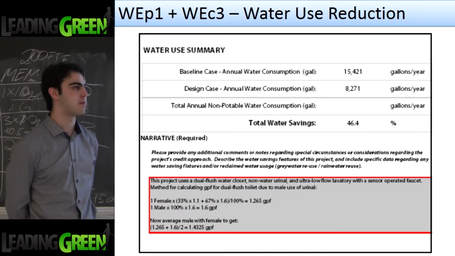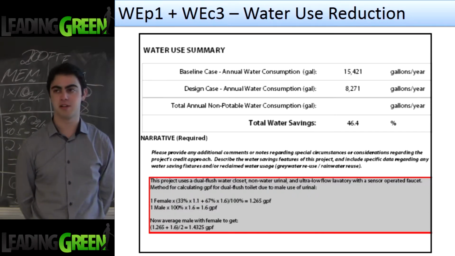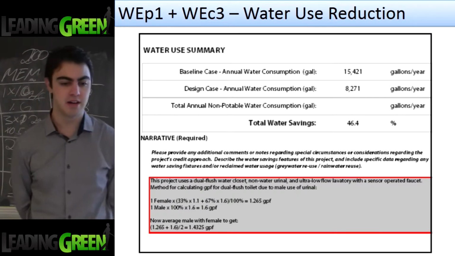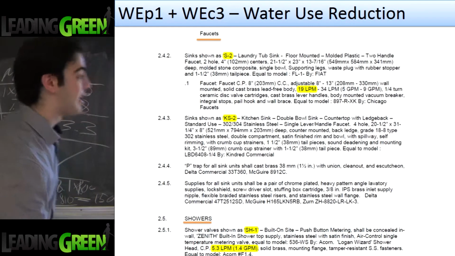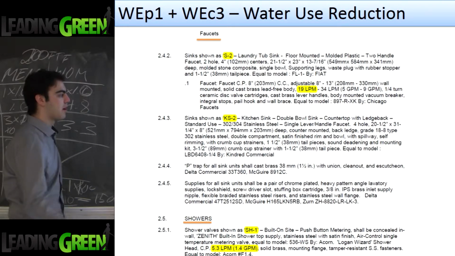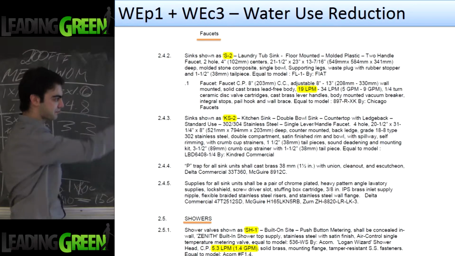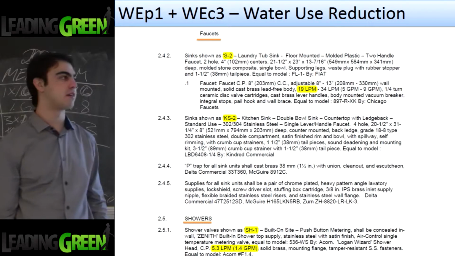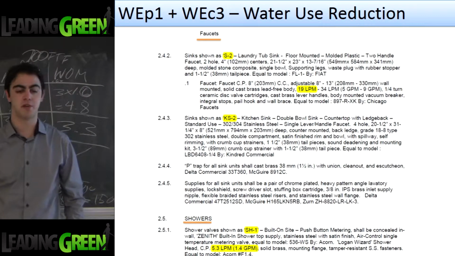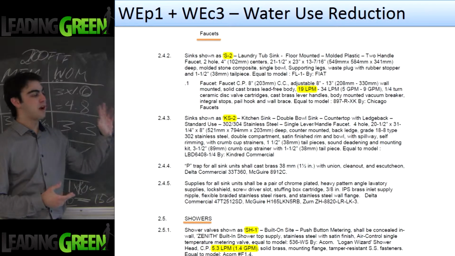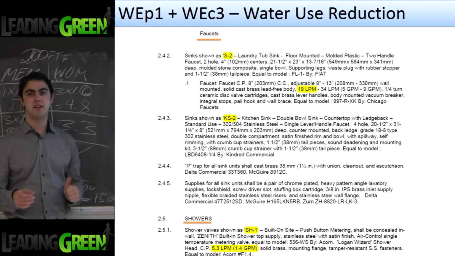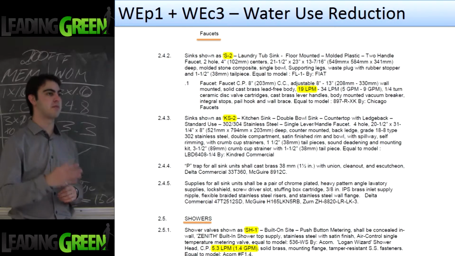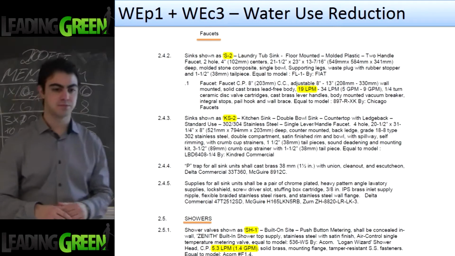You just have to put in how many people are estimated to be using the building and what your design case fixture flow and flush rates would be. And you just submit some kind of narrative showing all the different specifications in your building and what their flush and flow rates are. So that is prerequisite 1. Again, that's 20%. And credit number 3 is the 30%, 35%, 40%.